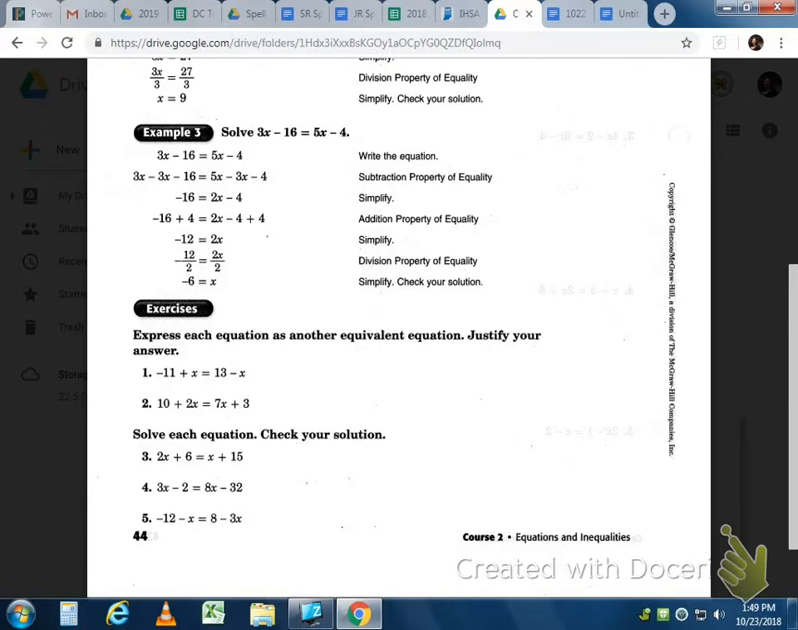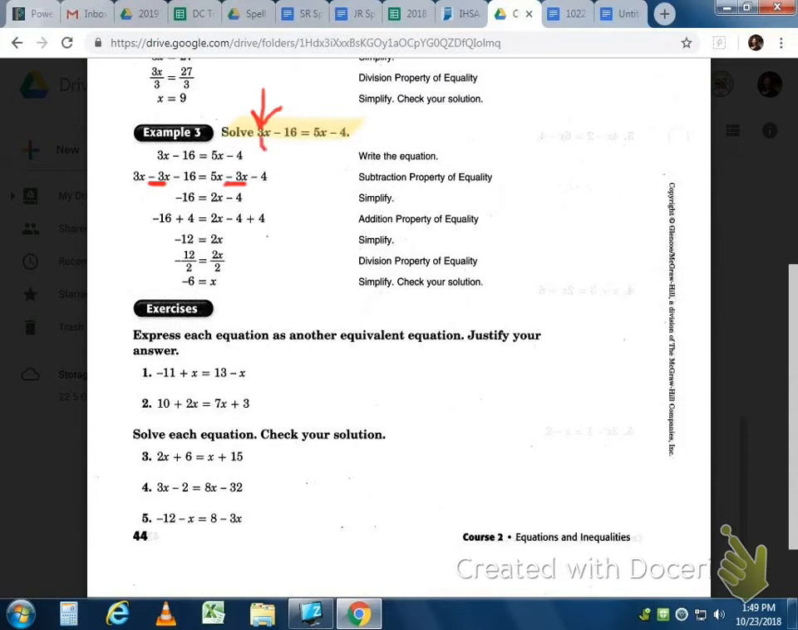Now I will tell you one thing they do differently than me is they write their subtraction in the same line. They don't write it below it and then draw a line and bring everything below it, but we'll kind of get the idea here. So if you're looking at this, 3x minus 16 equals 5x minus 4, the variable that's the smallest, you're comparing 3x with 5x. And definitely 3x is the smaller. So to move 3x to the other side, you would end up subtracting 3x from each side.